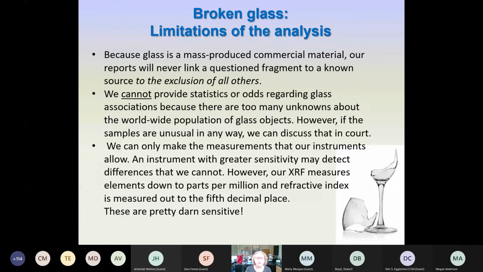However, we do use instruments that are very sensitive and can detect elements down to parts per million. And as I said, the refractive index is measured out to the 5th decimal place. These are very sensitive methods. They are recommended methods for glass comparison. However, we can only make the measurements that our instruments allow, and another instrument with greater sensitivity could detect differences that we could not.